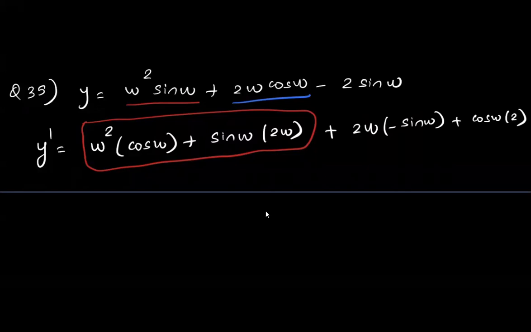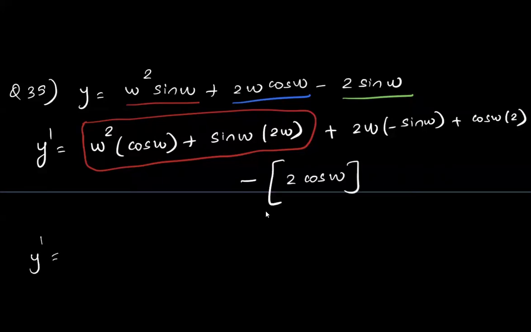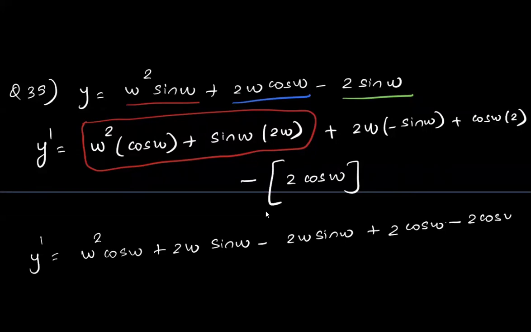Then I have the third term here. So there is a giant negative sign in the front. So whenever you have a negative, please start a bracket or a parenthesis so that you don't make any mistakes. Well, there is no product here, so we are good. So I'm just going to keep that. So this derivative is 2 cosine w. Now I'm going to take everything out of the brackets and rewrite this as w squared cosine w plus 2w sine w minus 2w sine w plus 2 cosine w minus 2 cosine w.